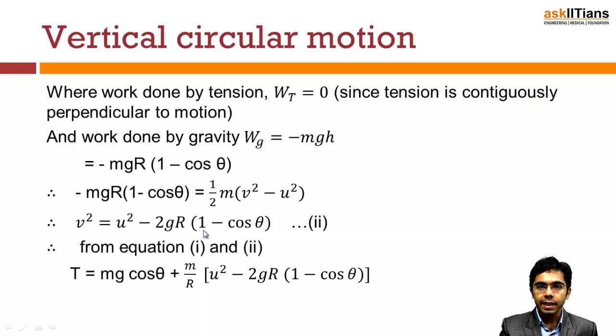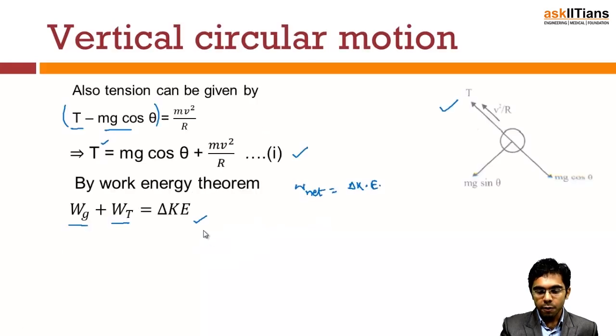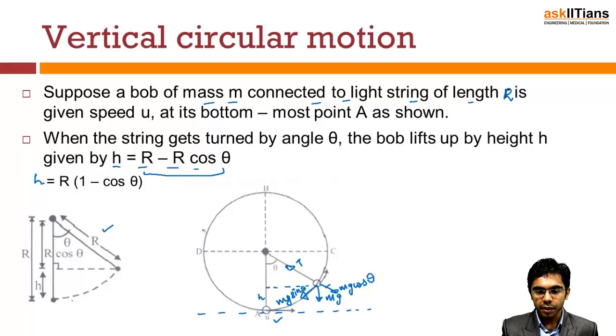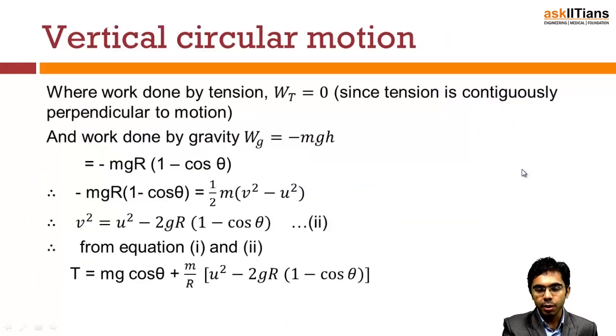Now, why will the work done by the tension be 0? If we look at this figure, tension is acting in this direction at the final position, making an angle theta. The displacement of the body will be along the tangent to the circle. So the tension force will always make an angle of 90 degrees with the displacement. Therefore the work done by the tension will always be 0.